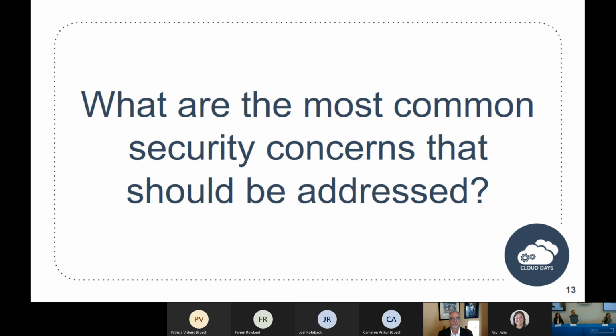Right. So what are the most common security concerns that people should be addressing? Because I think that's something we haven't talked a lot about, but it's definitely part of moving to the cloud. Part of any type of your business, but certainly as you move to the cloud. And Greg, we haven't had you start very much, but I'm going to have you start with this one and then we'll move around.